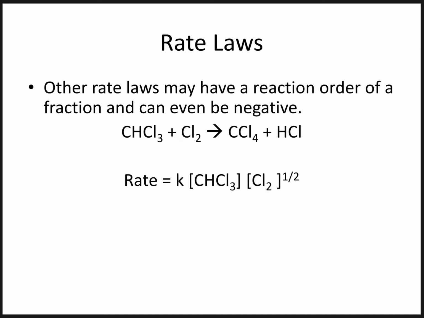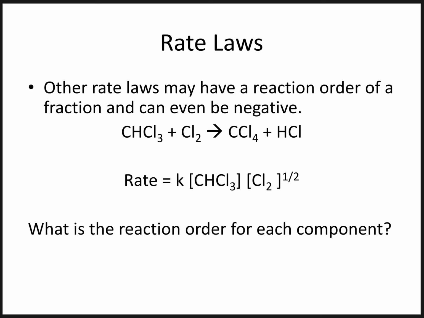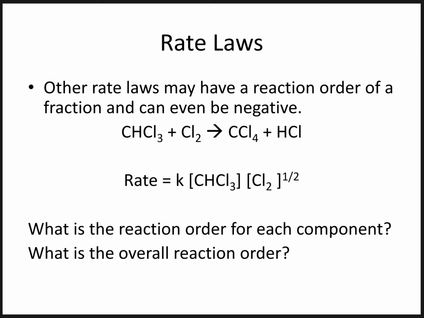times the concentration of trichloromethane multiplied by the chlorine concentration raised to the power of 1/2. So the reaction order for trichloromethane would be 1, the chlorine reaction order would be 1/2, and the overall reaction order would be 3/2 or 1.5.